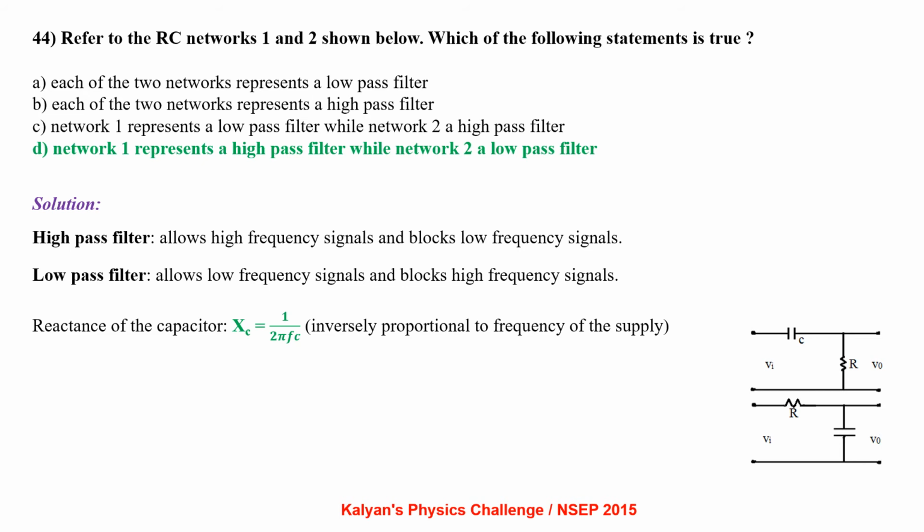High pass filter allows high frequency signals and blocks low frequency signals. Low pass filter allows low frequency signals and blocks high frequency signals. Reactance of the capacitor Xc is equal to 1 by 2 pi Fc, that is inversely proportional to the frequency of the supply. So the capacitor offers maximum opposition to low frequency signals. From this we can conclude that network 1 represents a high pass filter while network 2 represents a low pass filter.